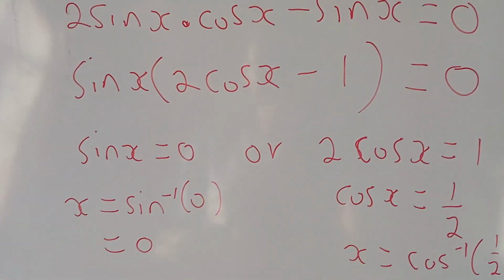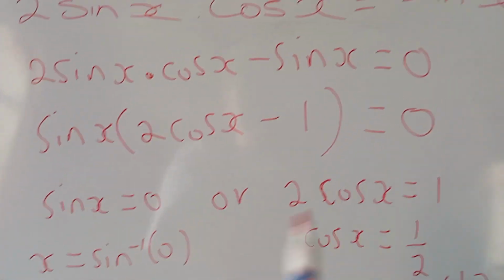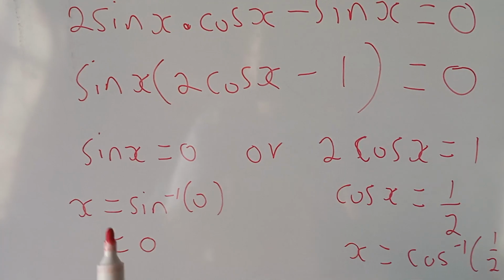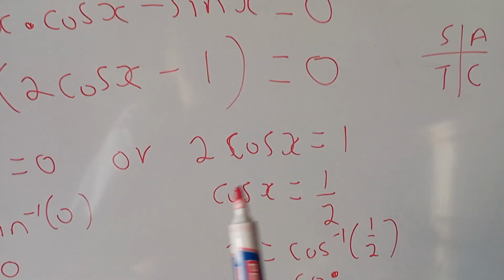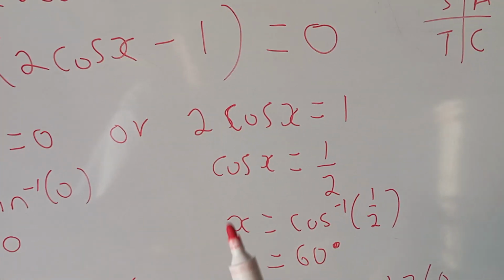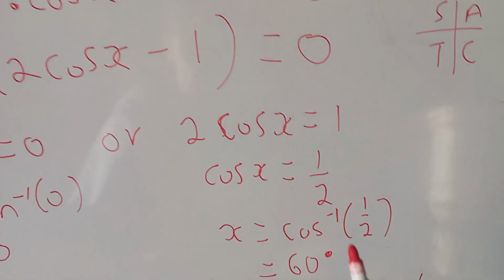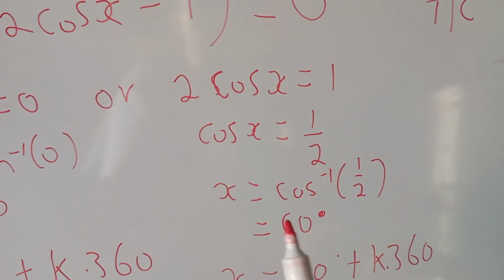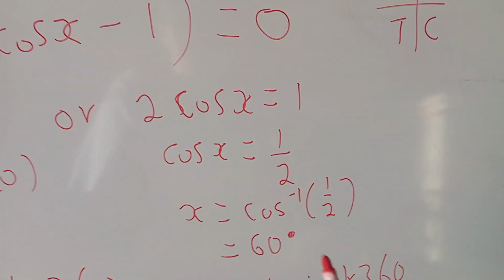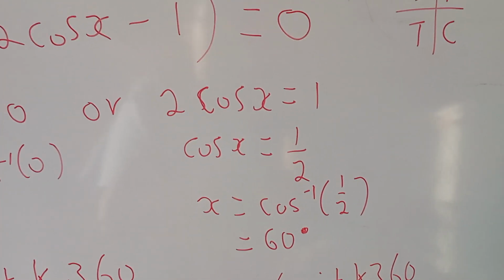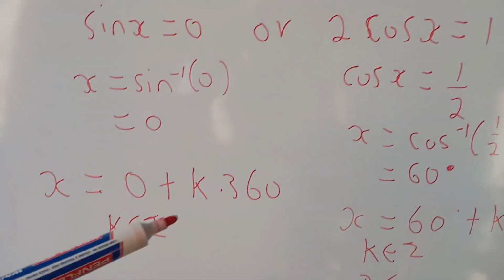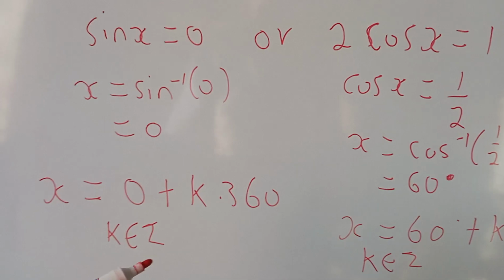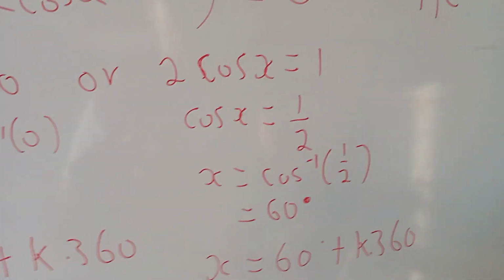Then after factoring out, then we're having sine x is equals to 0, where x is equals to the inverse of sine 0, which is 0. Or 2 cos x is equals to 1, where cos x is equals to 1 over 2. So x is equals to the inverse of cos 1 over 2, which gives us 60 degrees. Then we checked where, then here we have 0 plus k 360. K is an element of integers. We are done with the parts of sine.